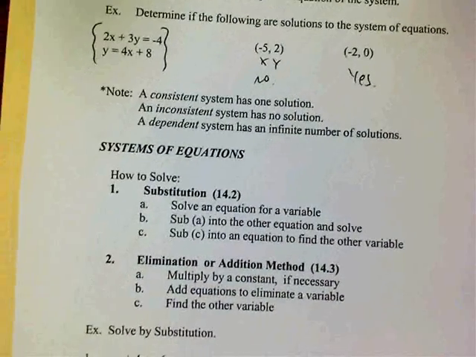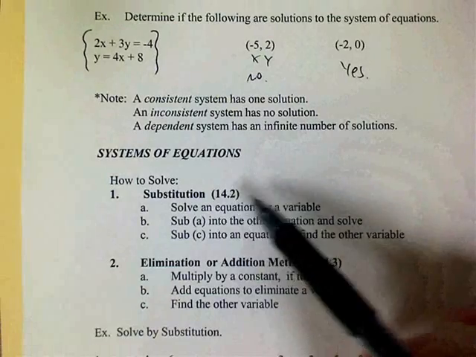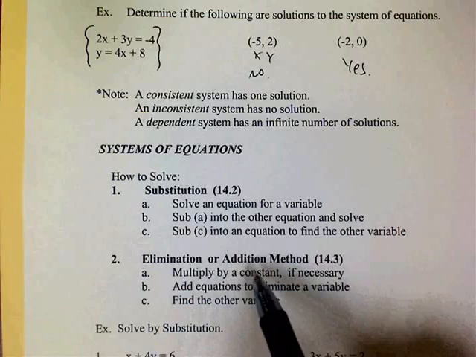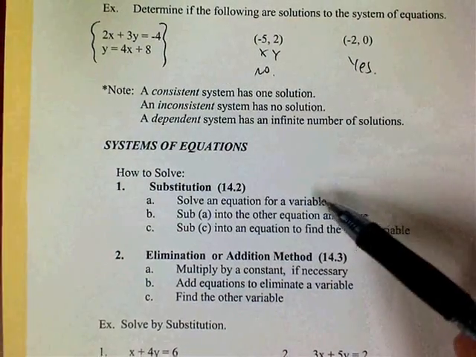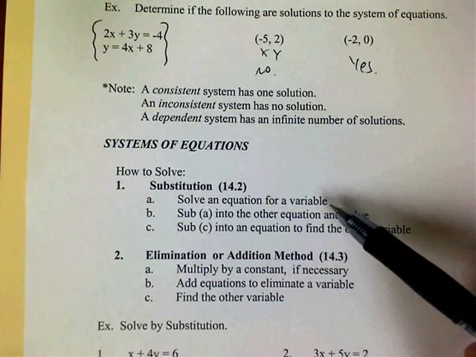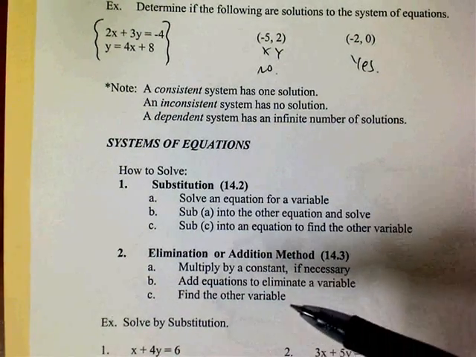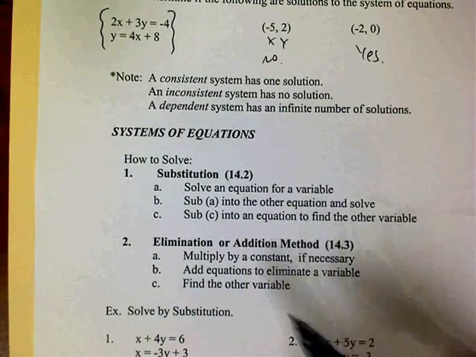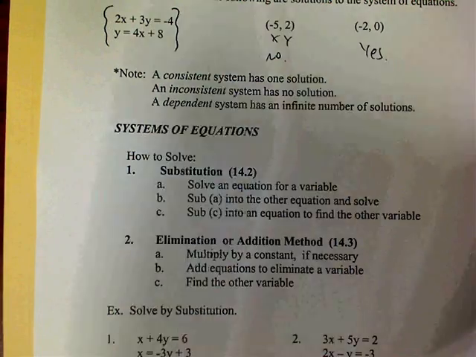So we have two main processes on how to solve. It's actually a third, but we're going to just stick with these two. One is called substitution, which can be found in 14.2 of your book. The other one is the elimination or the addition method. It's the same thing. That's found in 14.3. Substitution is basically what you think it is. You're going to substitute one equation into the other equation. So we're substituting entire equations into the other equation. Elimination or addition, we'll come back and talk about that one later. Let's just do substitution first.